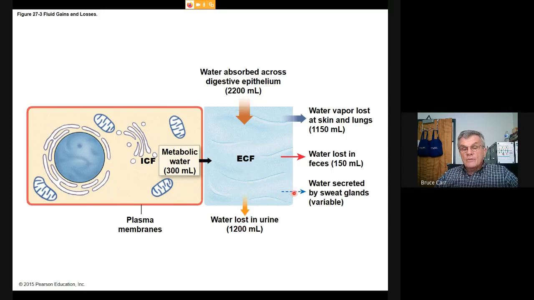Now over here, this dotted line, this is an it depends line. So if you exercise heavily and lose an additional liter here to sweat, then you would add an additional liter of input here in order to keep these two chambers in balance. So this is that variable day-to-day situation that's based on your actual physical activity.